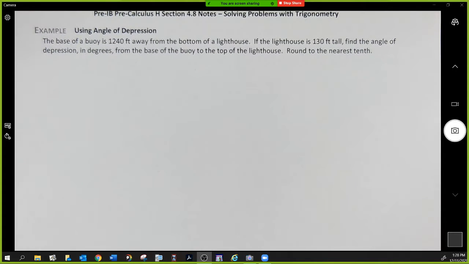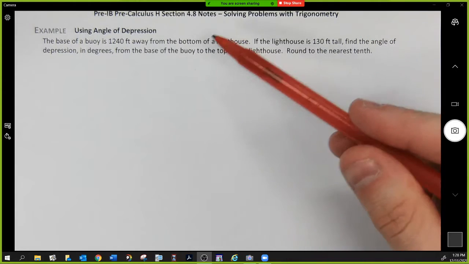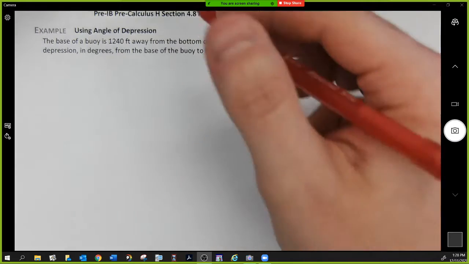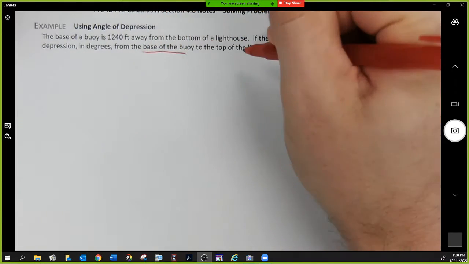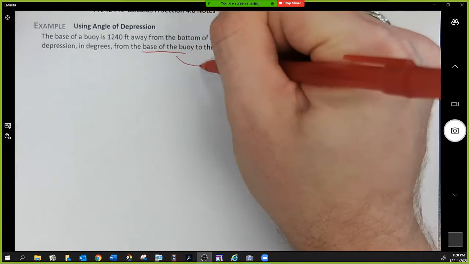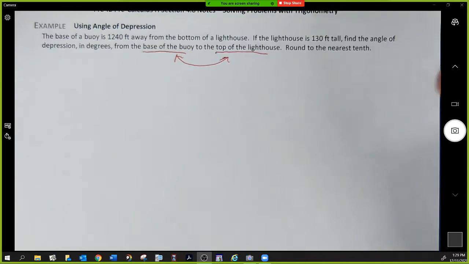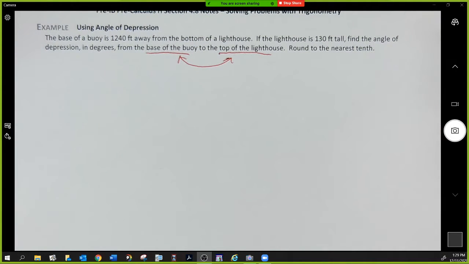The base of a buoy is 1,240 feet away from the bottom of a lighthouse. If the lighthouse is 130 feet tall, find the angle of depression in degrees. And I switched these 2 words. It should have said from the top of the lighthouse to the base of the buoy. Because it is an angle of depression, we're going to perform the old switcheroo. Because if you were looking from the buoy up to the lighthouse, that'd be an angle of elevation, right? So I'm looking for the angle of depression. Basically, that's at the top of the lighthouse.